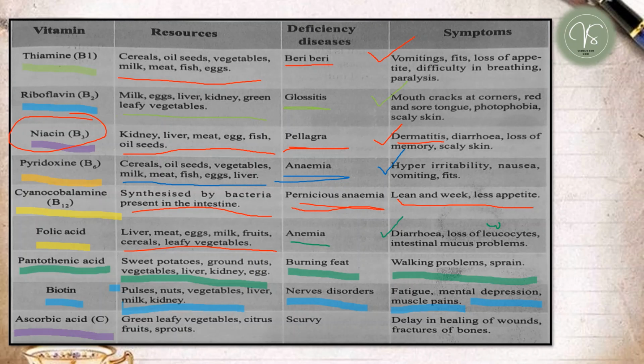It is also required for normal growth, tissue repair, and healing of wounds. It is found in green leafy vegetables, citrus fruits, and sprouts. And most of the citrus fruits like lemon, oranges, amla, guava, all these are very rich in vitamin C. Its deficiency causes a disease known as scurvy, where there is delay in healing of wounds. That is, wounds do not heal very quickly, and there is frequent fracture of bones.